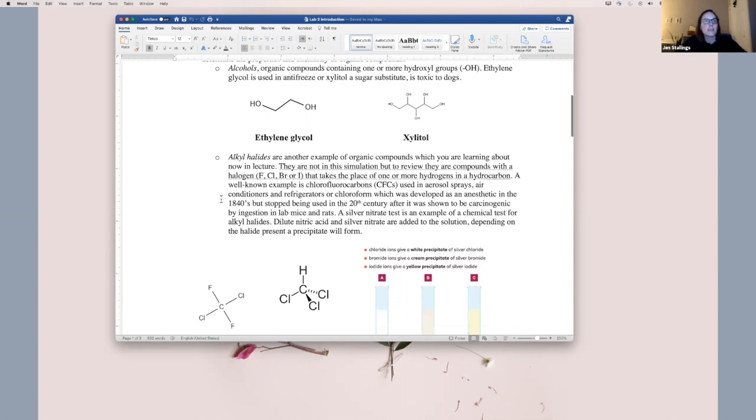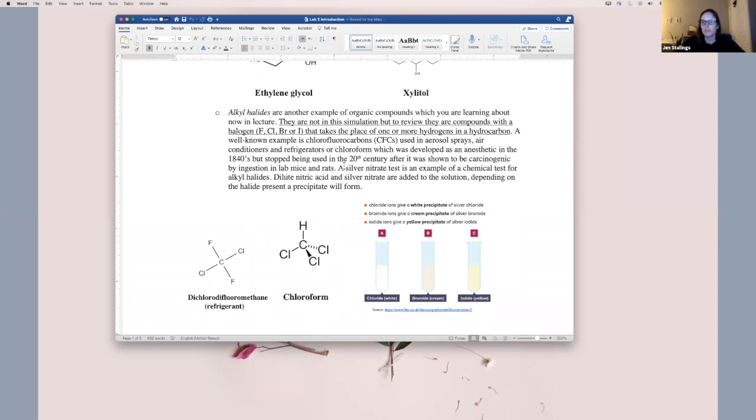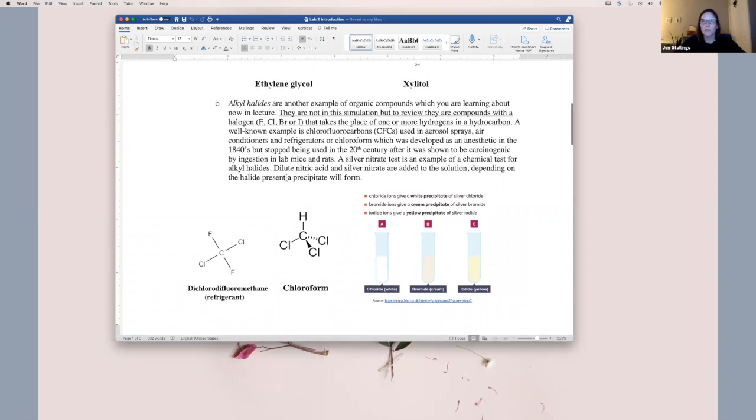Okay. Another example, alkyl halides. So you're going over those in lecture. I think you went over them today in lecture. So it's not part of the Labster simulation, but I just wanted to give a little bit of background into a test you would do for alkyl halides, because you are learning about it in lecture. So if you remember what you're talking about with Professor Levy, those are compounds that have a halogen in them, and it takes place of one or more hydrogens in the hydrocarbon. So halogens, fluorine, chlorine, bromine, or iodine.